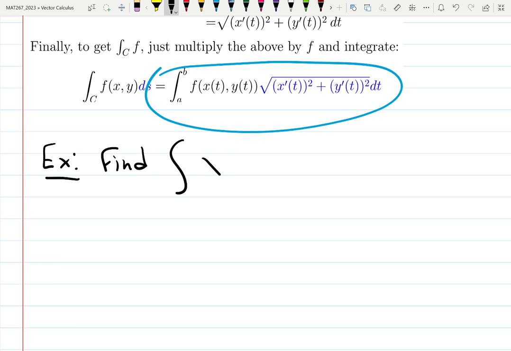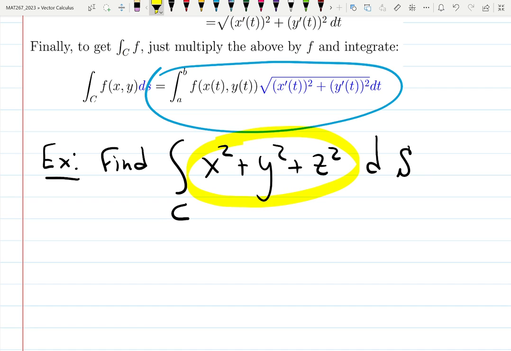Find the integral of x squared plus y squared plus z squared ds over C. So this object inside is a 3D object. Actually, it's a 4D object. You have 3 units as input and 4 is the output, 4-dimensional. Over C, we have to give you C, where C is a helix. So it's going to be a pretty cool example. C is a helix.